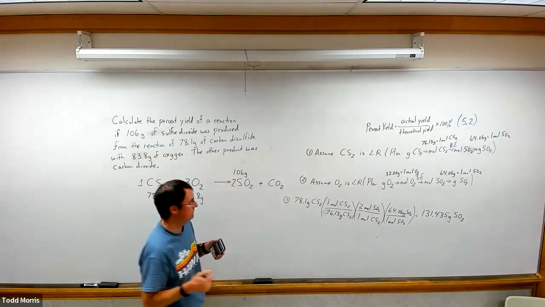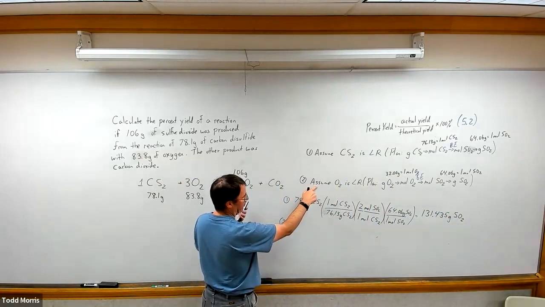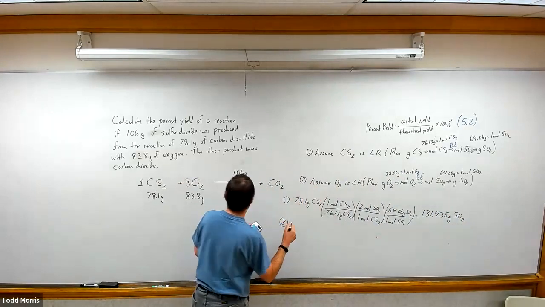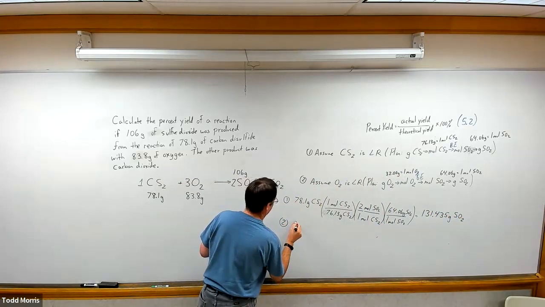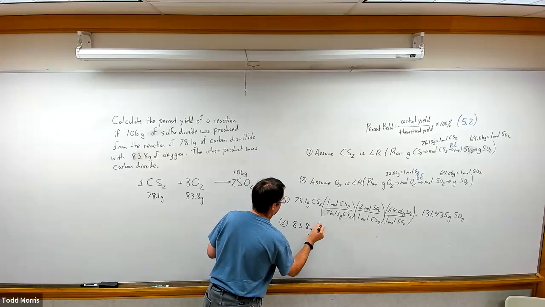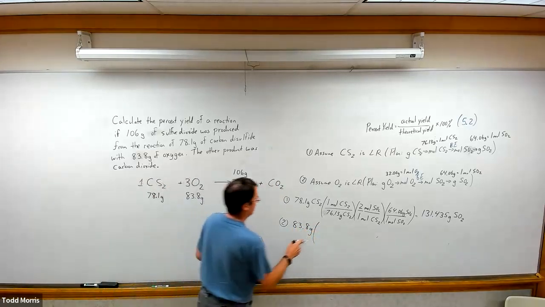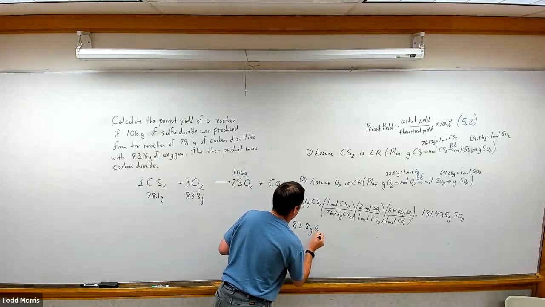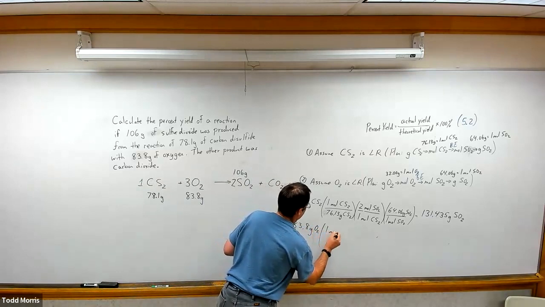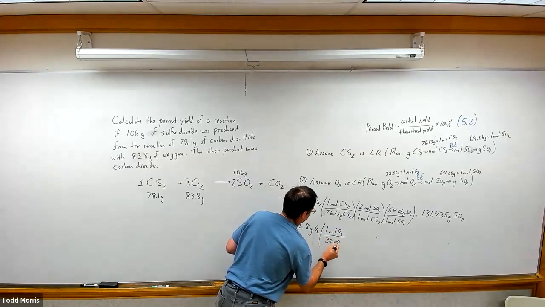So to check that assumption, we can do the same kind of calculation, except now we're going to start with the amount of oxygen. And we're saying that the oxygen runs out first. So we have 83.8 grams of oxygen. The same approach, grams to moles, moles to moles, moles to grams. 1 mole of oxygen, O2, is equivalent to 32 grams of oxygen.